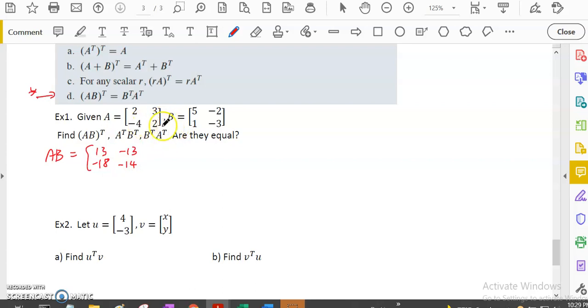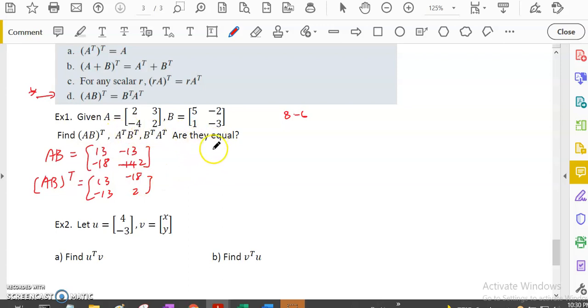Row times column, +8 minus 6 is +2. Okay, now after I multiply it, I'm going to transpose it. So I would write the rows as columns: 13, -13, -18, 2.